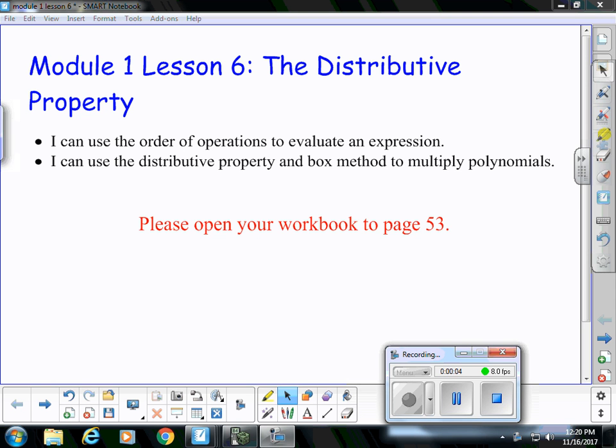Lesson 6, the distributive property. In this lesson, we're going to talk about order of operations to evaluate an expression, and we're going to use the distributive property and the Botts method to multiply polynomials.